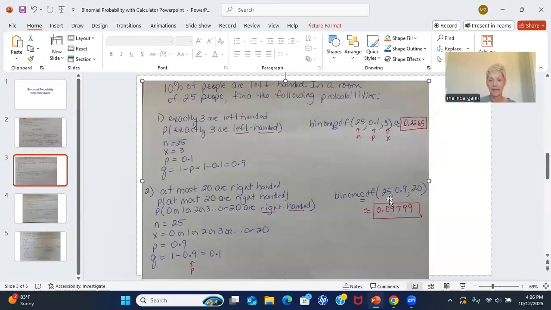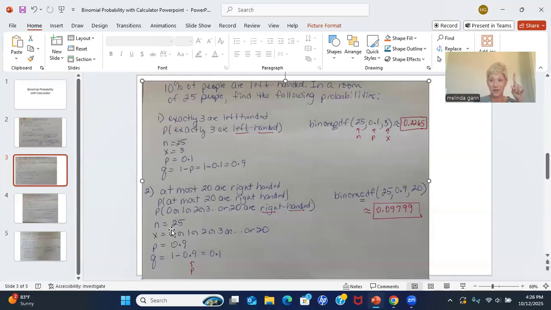And so I type in my N, I type in my P, and then remember, this is my biggest X. Because what the calculator's doing is this. Remember in the last video I told you, here's your other alternative. You could go up here and you could use the binomial P key 21 times. You could let N be 25, and you could let your P value be 0.9 and your X value be 0 and get that answer and save it.